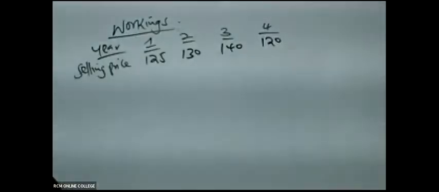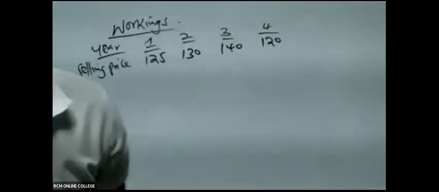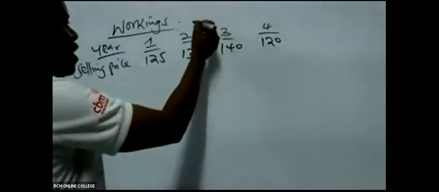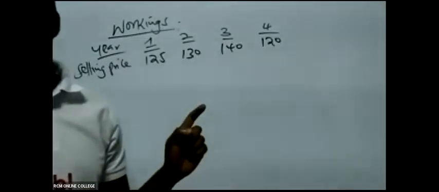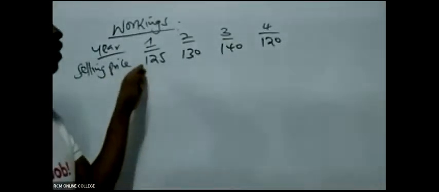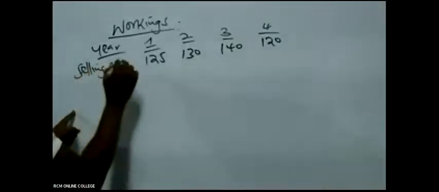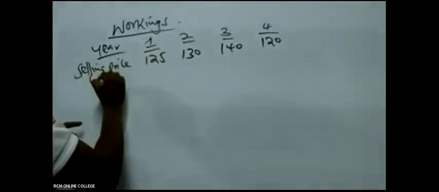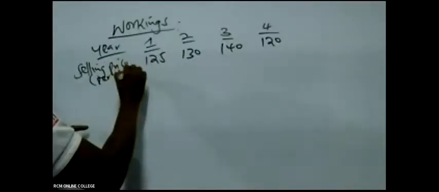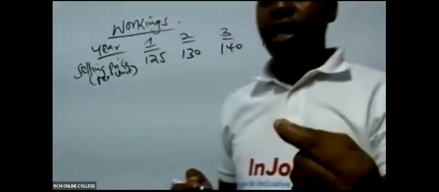Figures are in what, guys? Are they in thousand or in million? I don't know. Oh, thank you. These are selling price per unit. They are shillings per unit, sorry. Let me write this. Selling price per unit. Okay. Now, can we now get the effect of inflation?